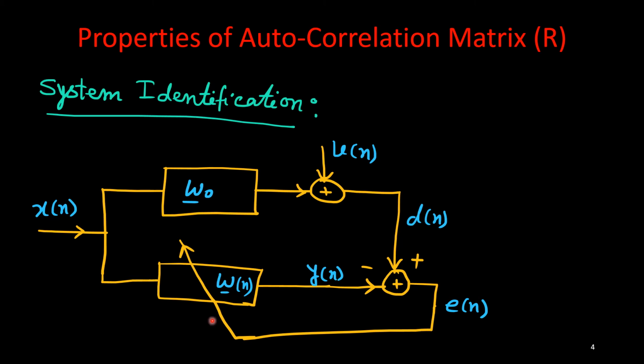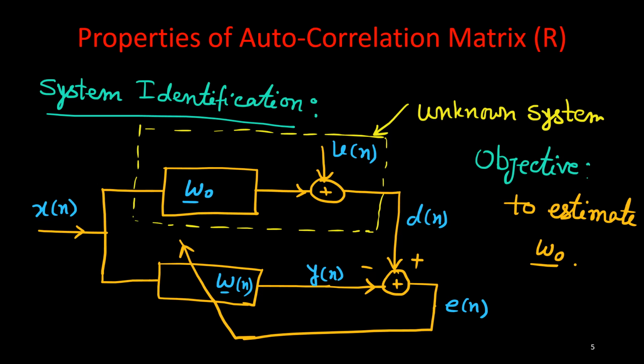Wn will be updated from this error En, where En is the error between Dn and Yn, and Yn is the output of our filter Wn vector. So this is our unknown system, and this is the objective, to estimate this W naught. Already we have discussed how to estimate W naught in the best way, with the optimum filter.